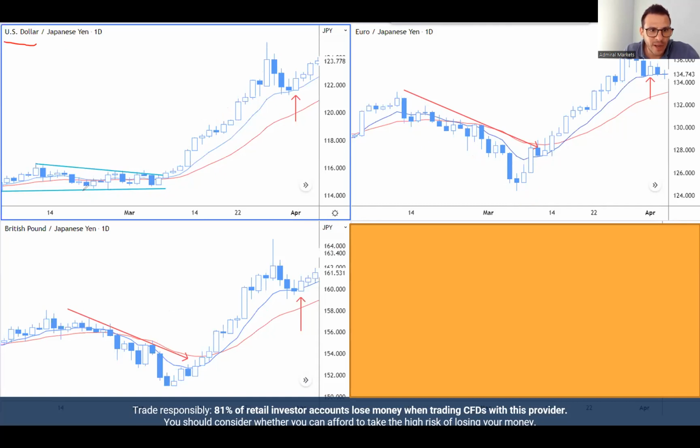Wherever the sellers try to come to the support, the buyers step in and they buy. The buyers step in and they buy. Do you see this behavior? This is a behavior of a strong buying momentum. Okay.